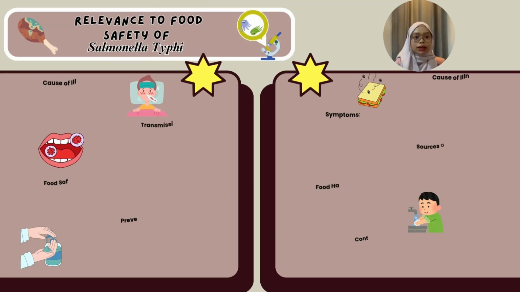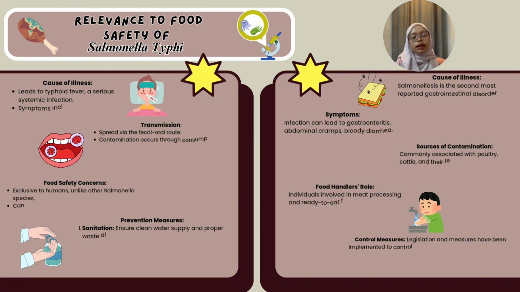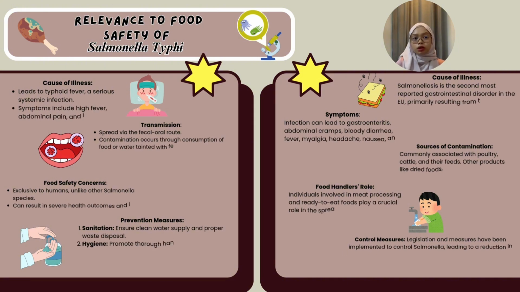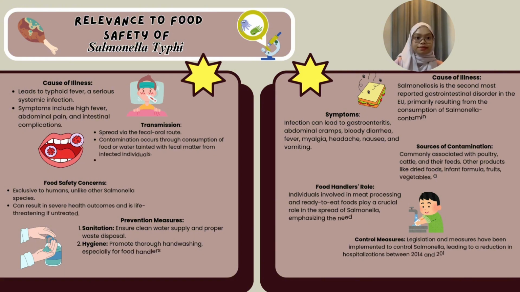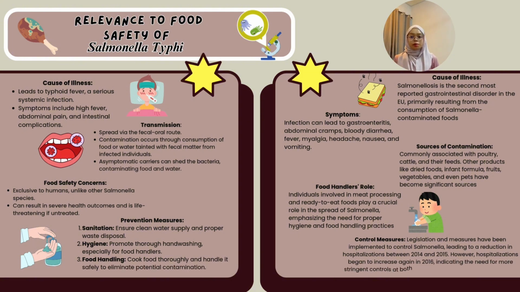My name is Nur Farhana binti Azizan. My metric number is A200314, and I will explain Salmonella typhi related to food safety. Salmonella typhi causes typhoid fever with symptoms like high fever, abdominal pain, and intestinal complications. It spreads through the fecal-oral route, contaminating food and water via fecal matter.